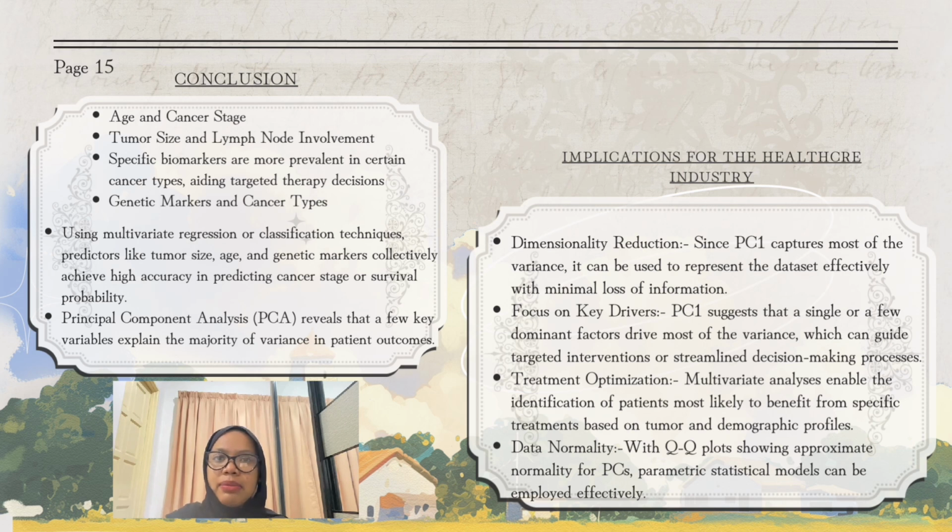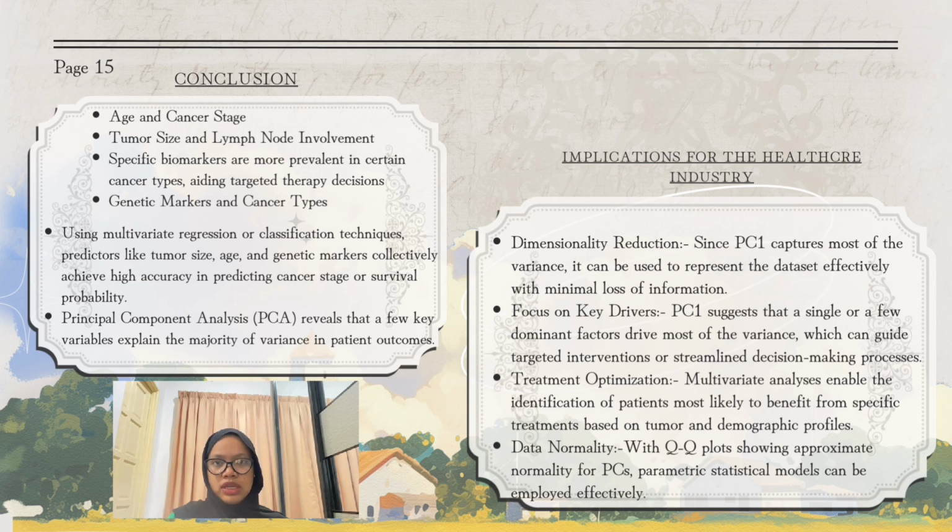Next, genetic markers and cancer types: specific biomarkers are more prevalent in certain cancer types, aiding targeted therapy decisions. Therefore, by using multivariate regression or classification techniques, predictors like tumor size, age, and genetic markers collectively achieve high accuracy in predicting cancer stage or survival probability. So, principal component analysis, which is PCA, reveals that a few key variables explain the majority of variance in patient outcomes.